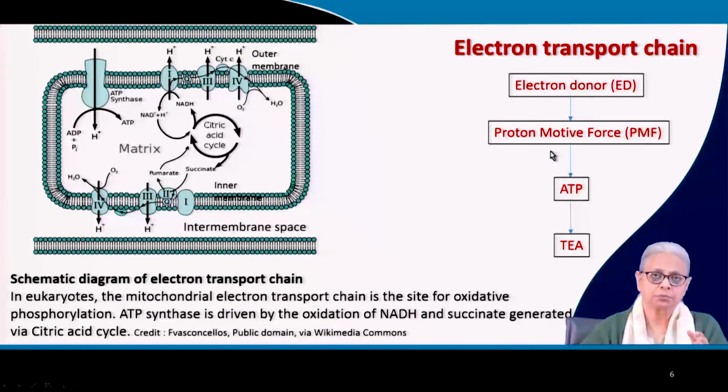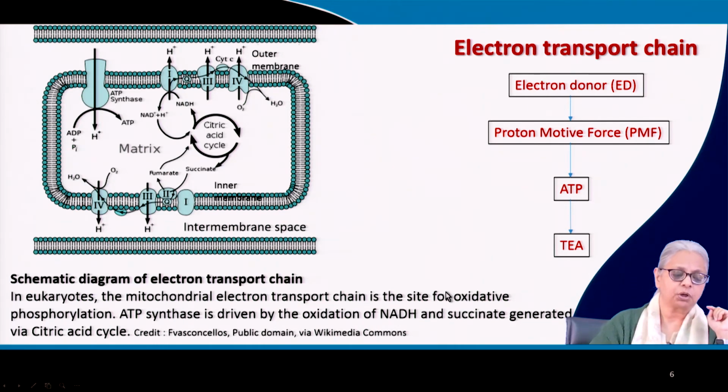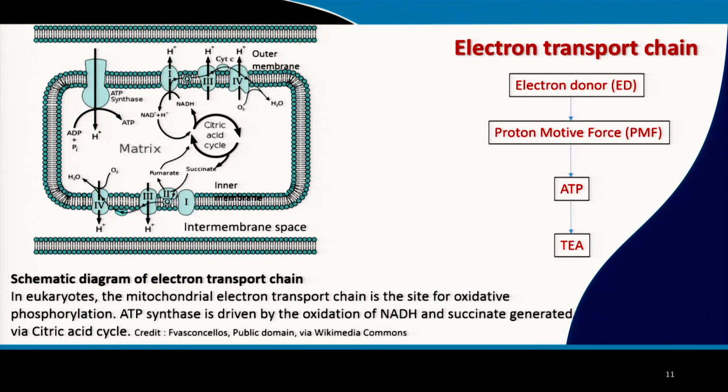This electron transport chain is applicable to prokaryotes only. In eukaryotes, the same process happens at the mitochondria, which is the site for oxidative phosphorylation. So it's important to keep the definition of oxidative phosphorylation in mind. It's defined quite simply as the synthesis of ATP coupled with the electron transport chain.